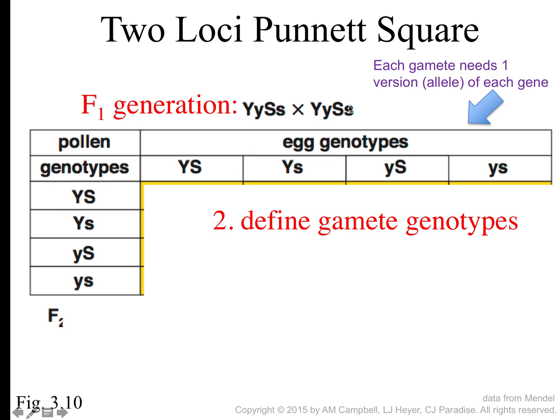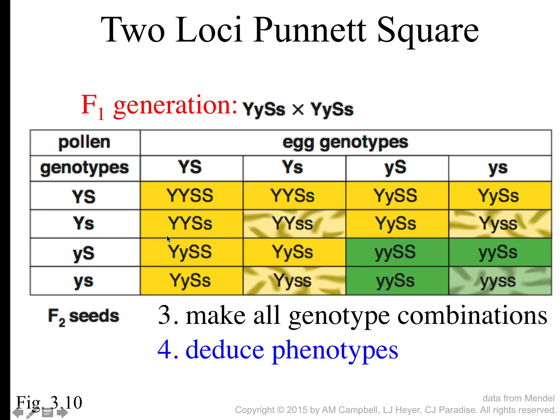It's not that bad. You just have to remember this rule: each gamete needs one version of each type of gene. There are two types of gene here, one is color, one is shape. I need one version of color and one version of shape for each gamete. Then filling out the Punnett square is no big deal at all.